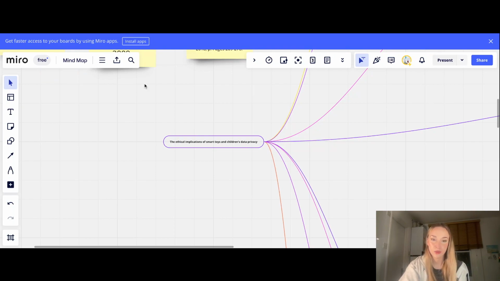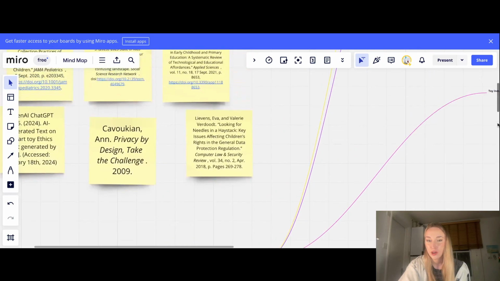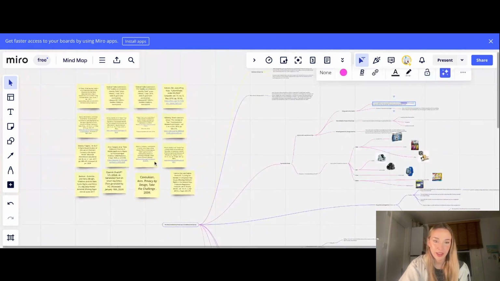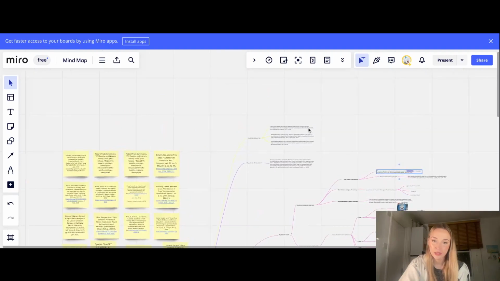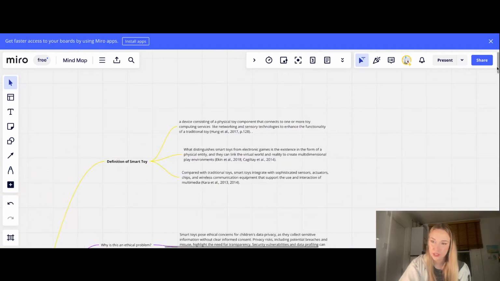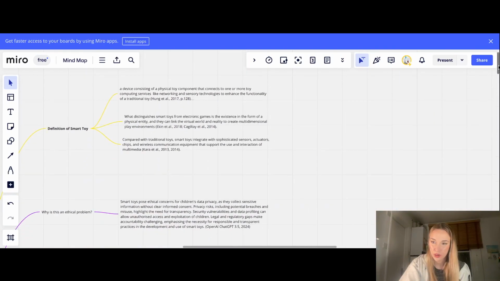The topic I've chosen to explore is the ethical implications of smart toys and children's data privacy. So here are some of my references that I will link in the portfolio, and I'm going to start with a brief definition so we understand what we are referring to when we talk about smart toys.